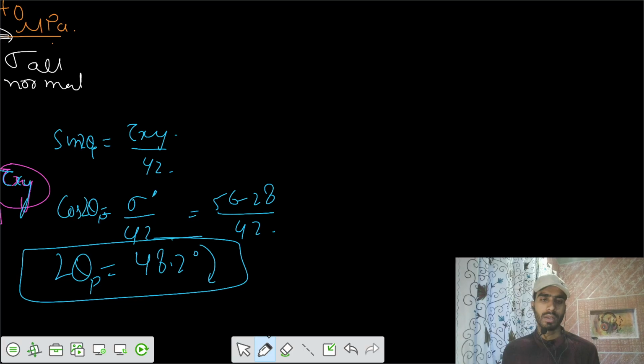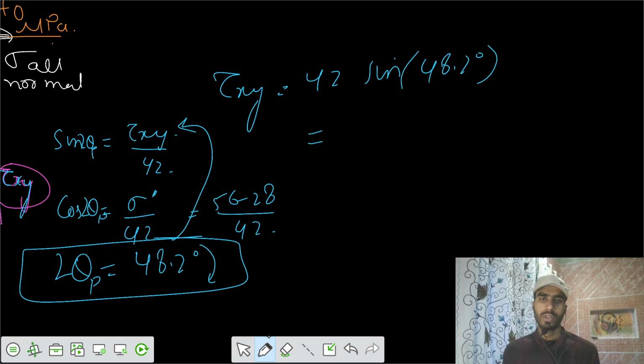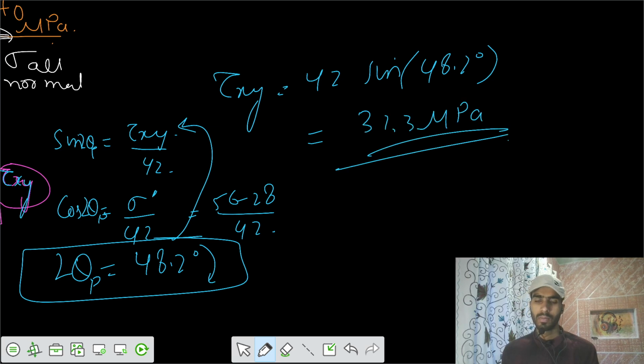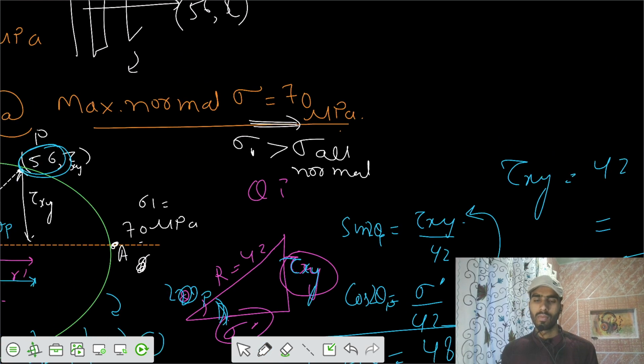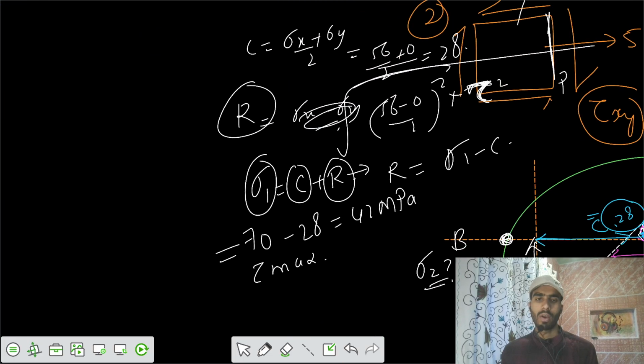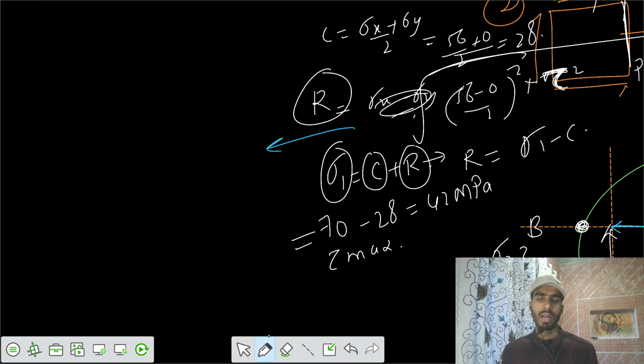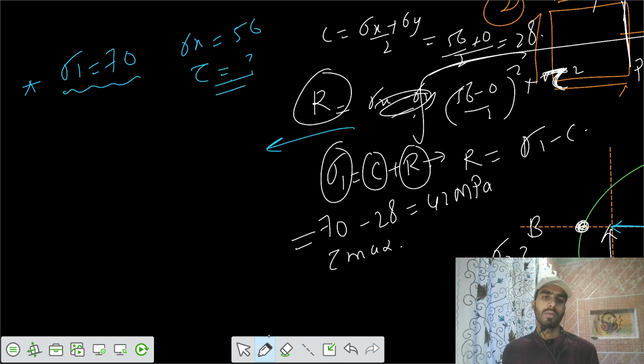Now you substitute here, and I can get the shear stress value equals 42 sine 2 theta p. And your shear stress value equals 31.3 megapascal. So firstly, if you had solved it directly through the radius, it was very easy. You are given that sigma 1 is the maximum stress, 70 megapascal, sigma x is 56, and there is some shear stress on that plane. Get the value of that shear stress.